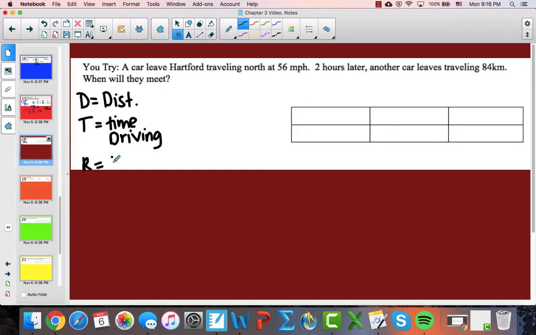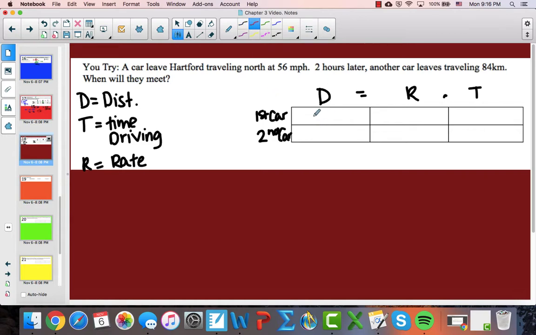R is the rate or the speed, okay? We put D equals R times T, and we have, how about the first car and the second car? All right, I'm going to have you press pause, and then you can come back and check your answer. So go for it. Press pause and try it.